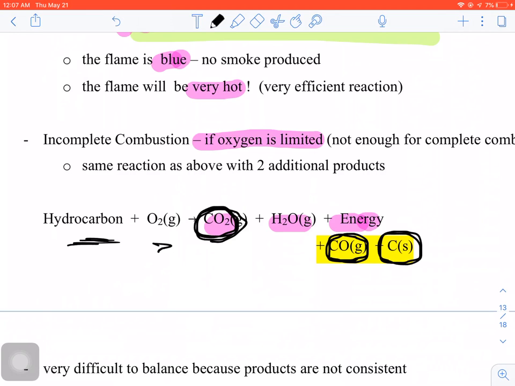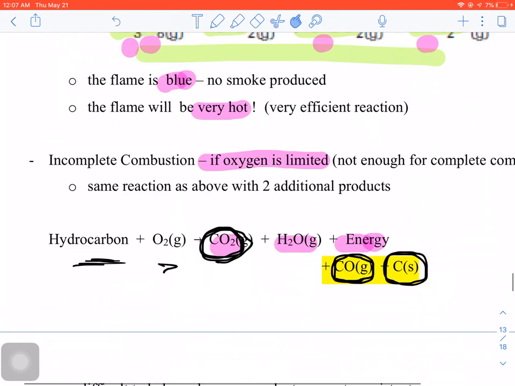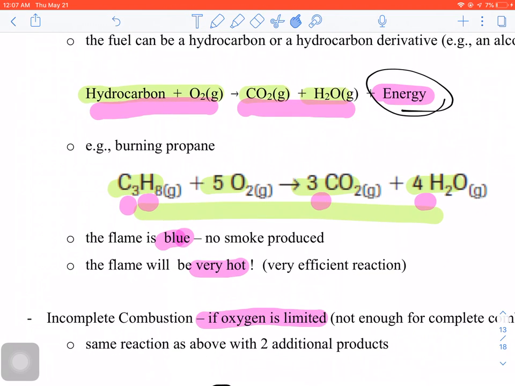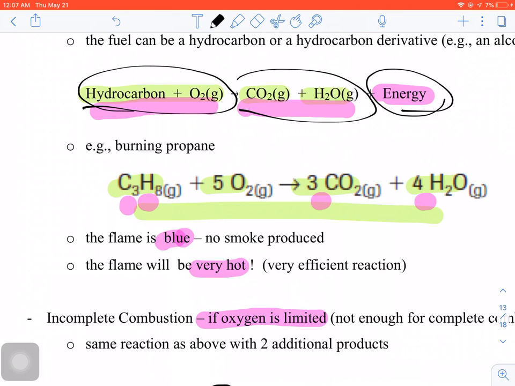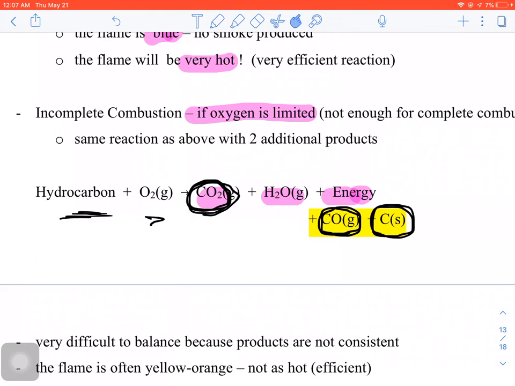Right, so we've got 2 types of combustion reactions. Both combustion reactions are similar in that they involve a reaction of a hydrocarbon plus oxygen, but in complete combustion, I have only 2 products, and in incomplete combustion, I have the same 2 products, carbon dioxide and water, but I also have 2 new products, carbon monoxide and carbon.